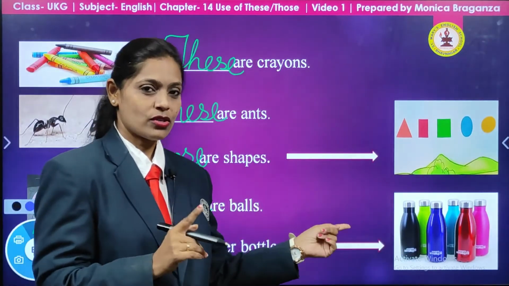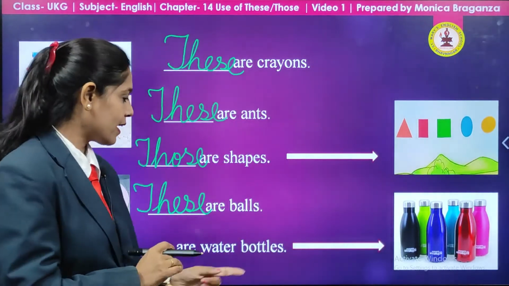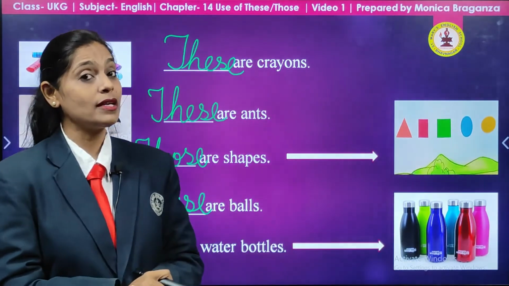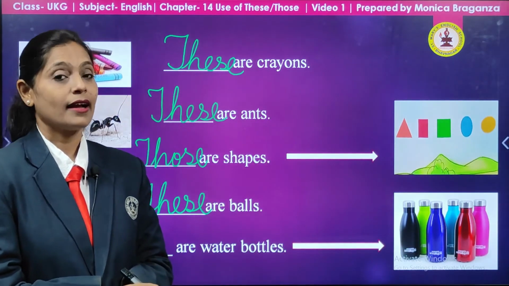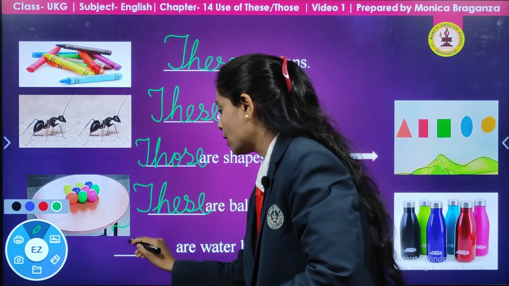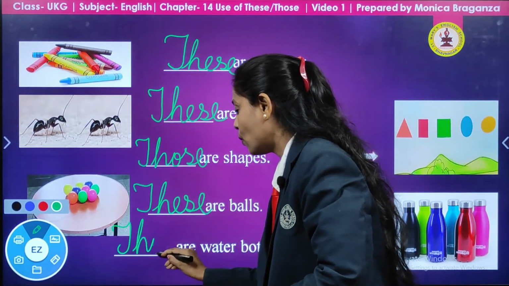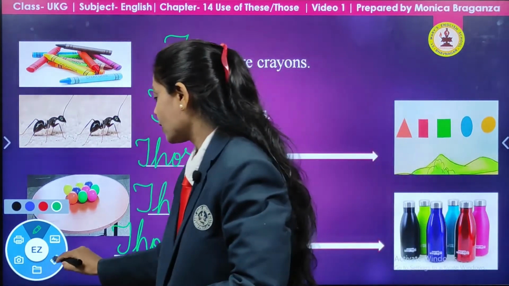Now, here bottles are there. You like to drink water from a new bottle, right? So there are many new bottles. And can you see that arrow? Arrow means they are far from us. So what are we going to write, children? Correct. We are going to write those. T-H-O-S-E, those, right?